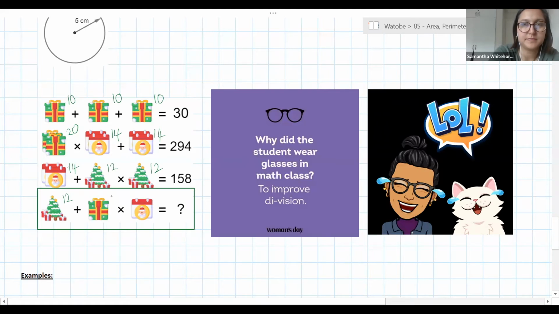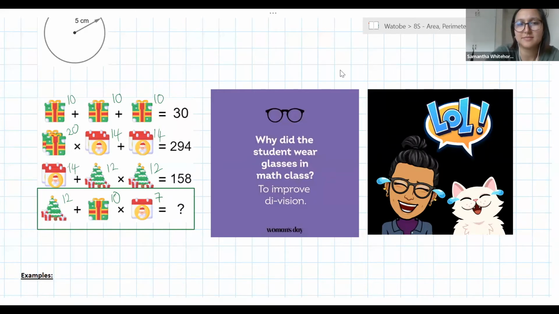And then for my final answer, I got 6 plus 6, which got me 12 again, and then a present is 10, and a calendar is 14. Then I combined all of them and got the answer. What's a calendar? One calendar, 7. Good. Okay. And then which operation do we do first?